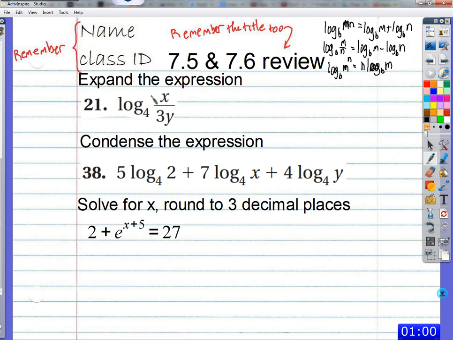So we got log base 4 of this thing. Is this a product? Is this a quotient? Is this raised to a power? It's a quotient. It's a thing divided by another thing. So I can take the top thing, the numerator, take the log of that minus the log of the denominator. Log base 4 of x minus log base 4 of 3y.